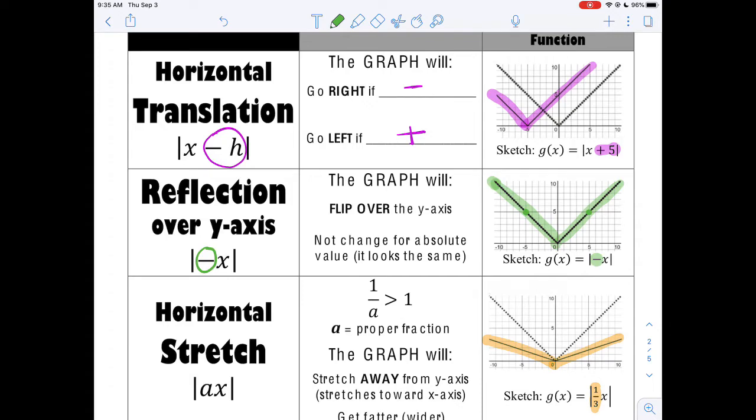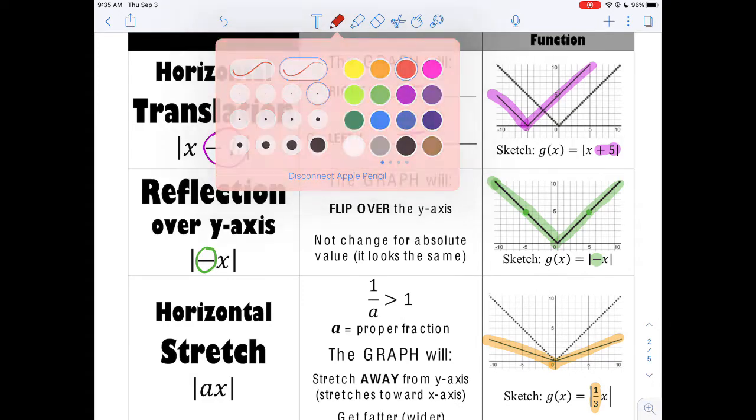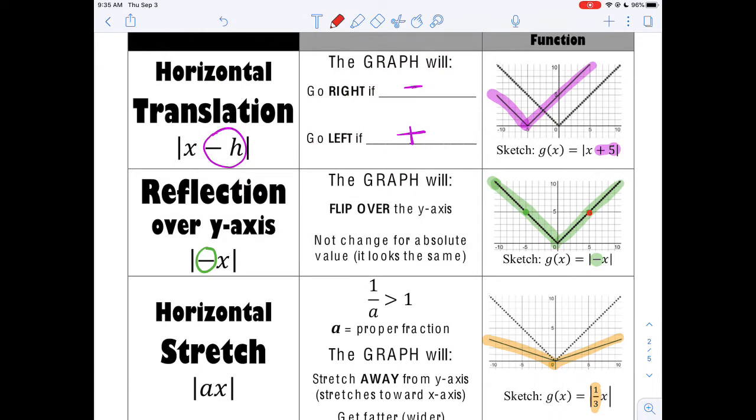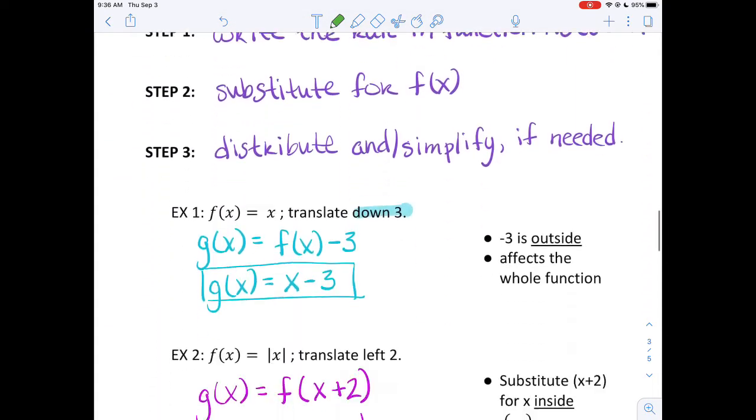So here's what happens when you do that. If you take a point that's right here, let's say at 5, 5, and you reflect it over the y-axis, you end up at negative 5, 5. Notice that in this case, we have still landed on the graph. We've completely moved it to the other side, but we are still on the graph. So visually, you don't see a change in the graph whenever you do a reflection over the y-axis, specifically for absolute value. Let's go ahead and take a look at an example for both of these.